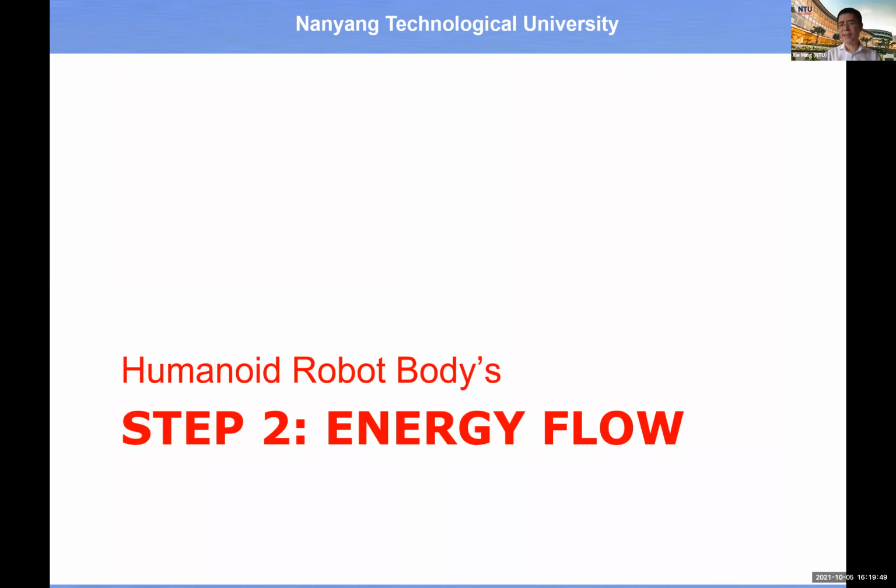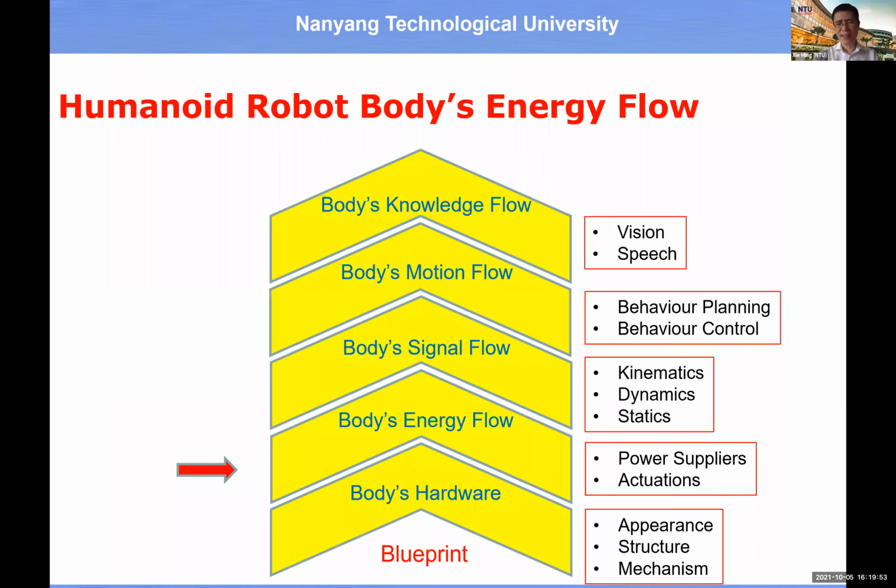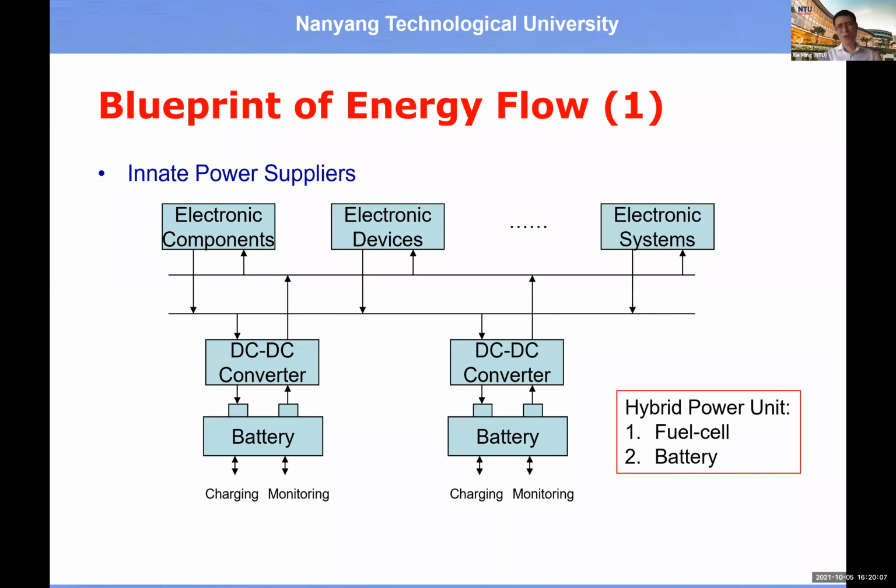Then the second key step is supply of energy. For this layer, the two pillars are power supply and actuation. Because it is through the actuation on the mechanism that the robot will provide motion. Inside the humanoid robot, which very much looks like a mobile robot, we must have an independent power supply inside the robot itself.